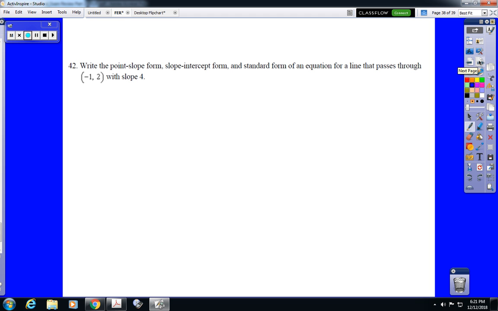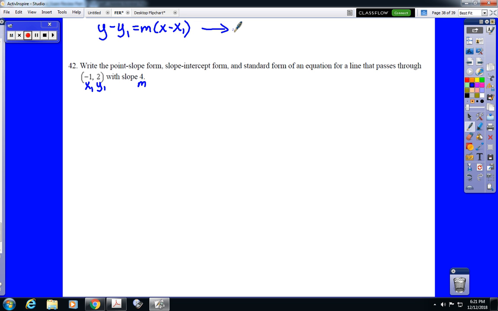Number 42 asks us to write a point slope, slope-intercept, and standard form of the equation for a line that passes through point negative 1, 2, and has a slope of 4. So they're giving you an x1, a y1, and an m. You need to start off with point slope form, because that's the first answer.